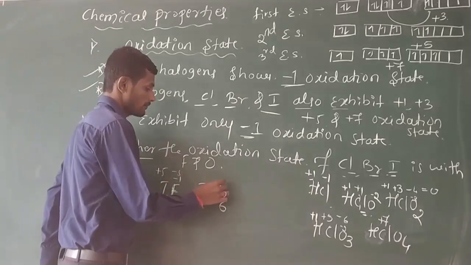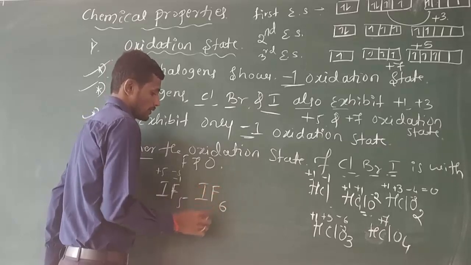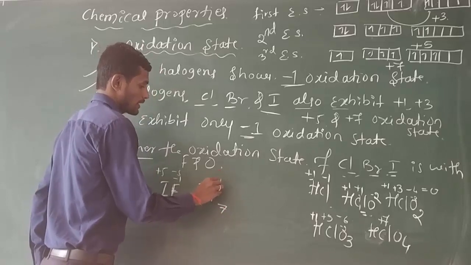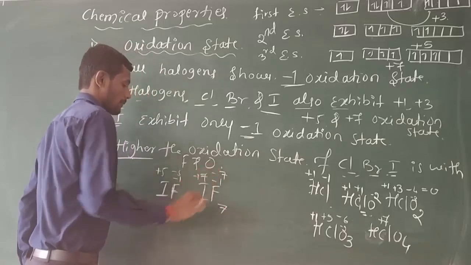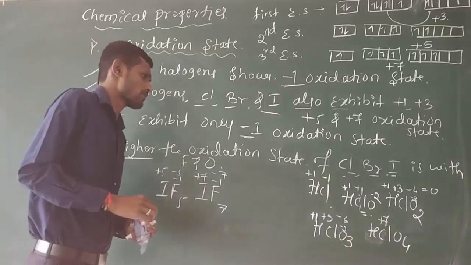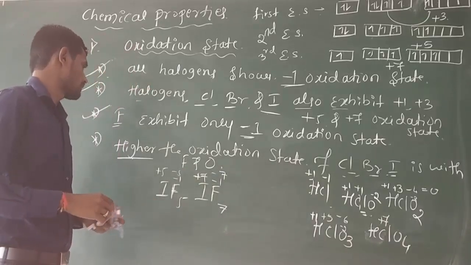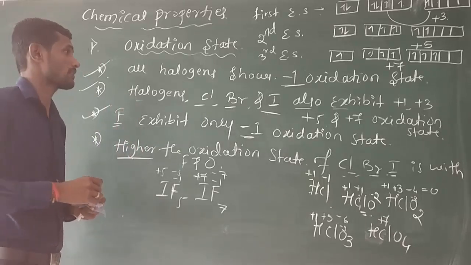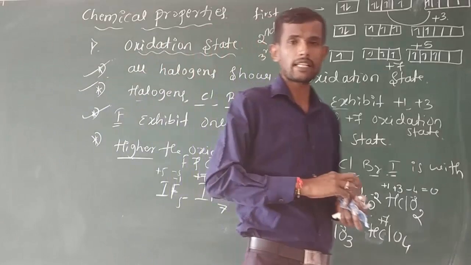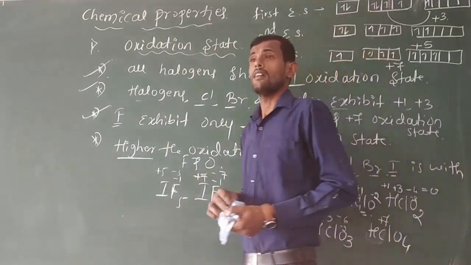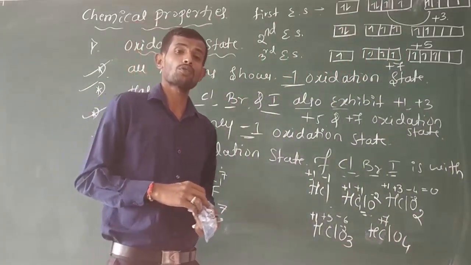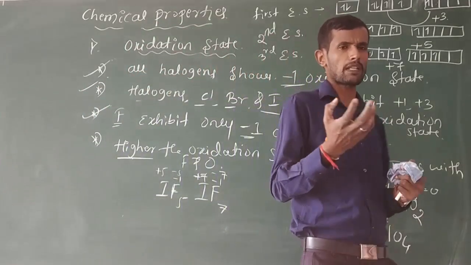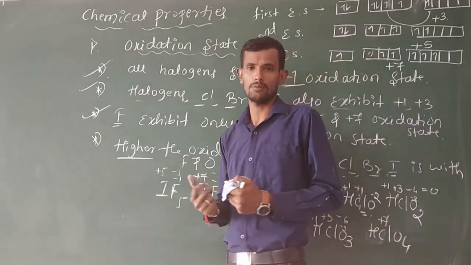Here 6 into... take again 7. 7 into -1 is -7. Therefore, it is +7. Okay, students, this is about the oxidation state of halogens. Remember the concept? All halogens show -1 oxidation state. Chlorine, bromine, iodine also show +1, +3, +5, +7. Sometimes some of the compounds show +4 and +6 oxidation states also.